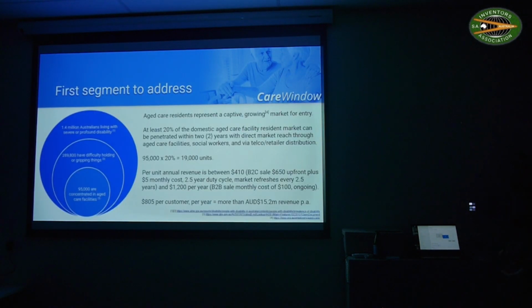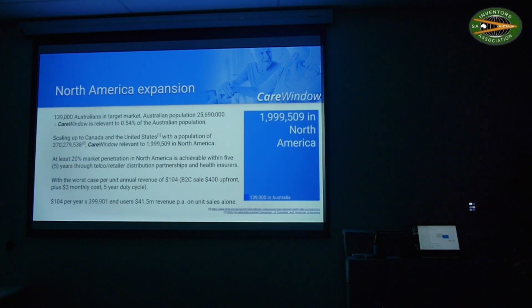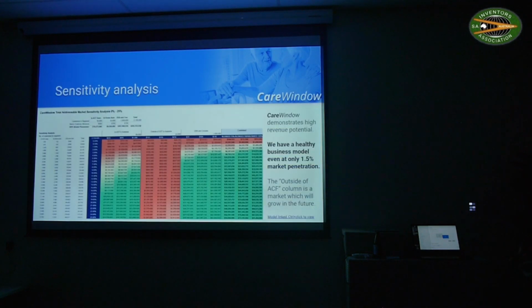We're going to address those in aged care first, which means we can sell about 20,000 units in Australia, even if we get 1/5 of our potential addressable market. We've taken data from the ABS where we can actually see how many people with dexterity challenges are concentrated in aged care facilities, and we know we can sell to 1 in 5. North American expansion, when we scale up, there's suddenly more like 400,000 end users that we could reach. We've done a sensitivity analysis on our business model. What this means is if we get this much market penetration, how much money do we bring through every year to ensure we're sustainable?